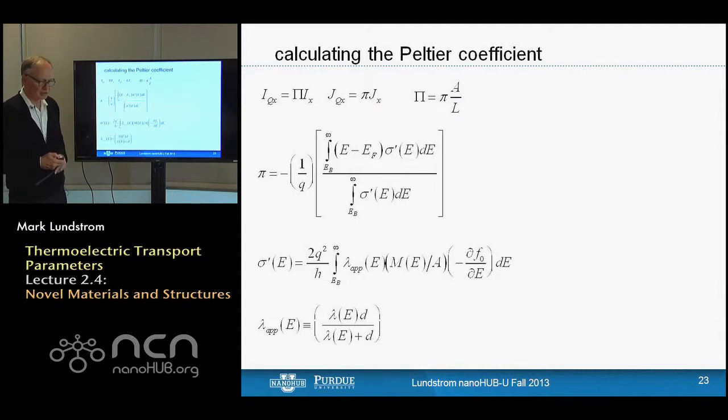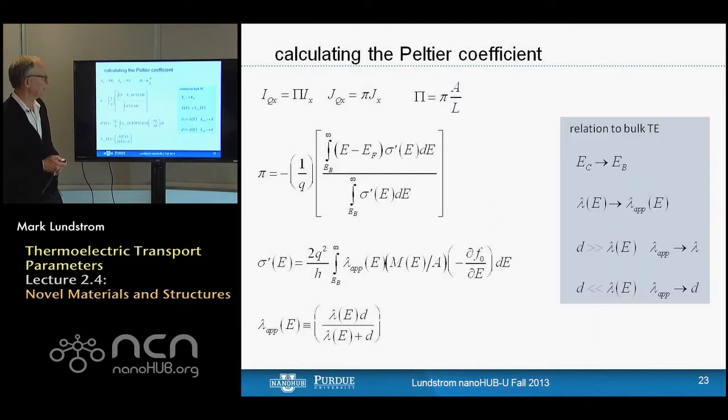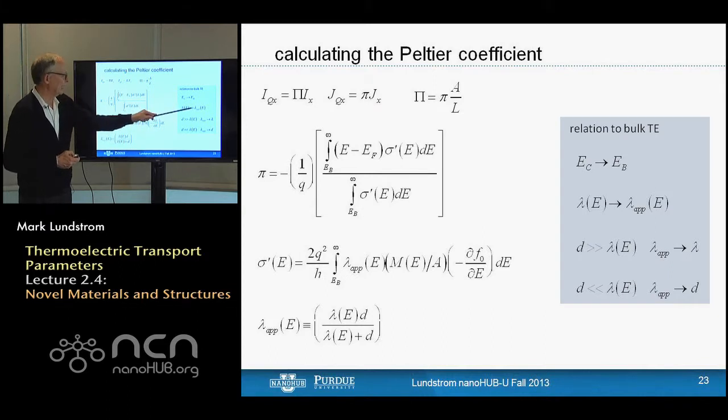Well, it turns out to be just the smaller of either the actual mean free path or the thickness of the sample. So what's happened here is that the bottom of the conduction band has been replaced by the top of the barrier, because only electrons that go above the top of the barrier can carry any heat or charge. The mean free path has been replaced by an apparent mean free path.